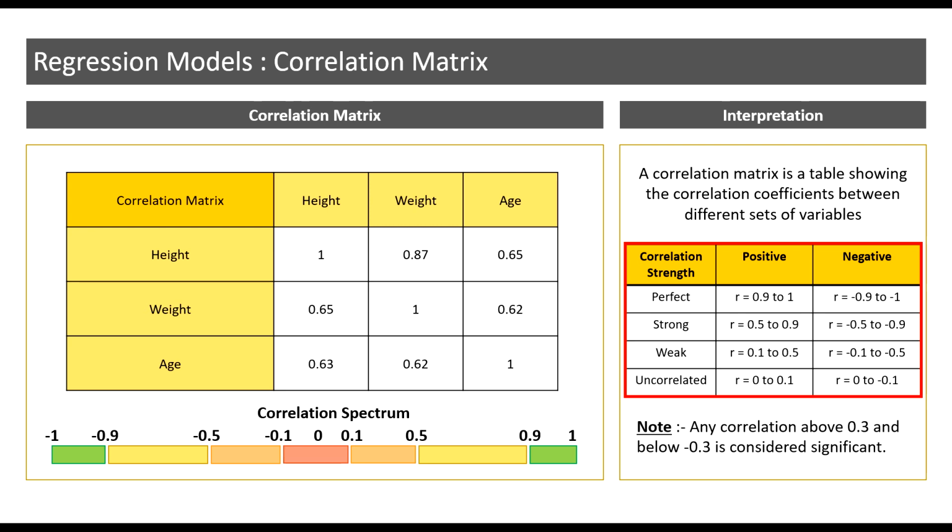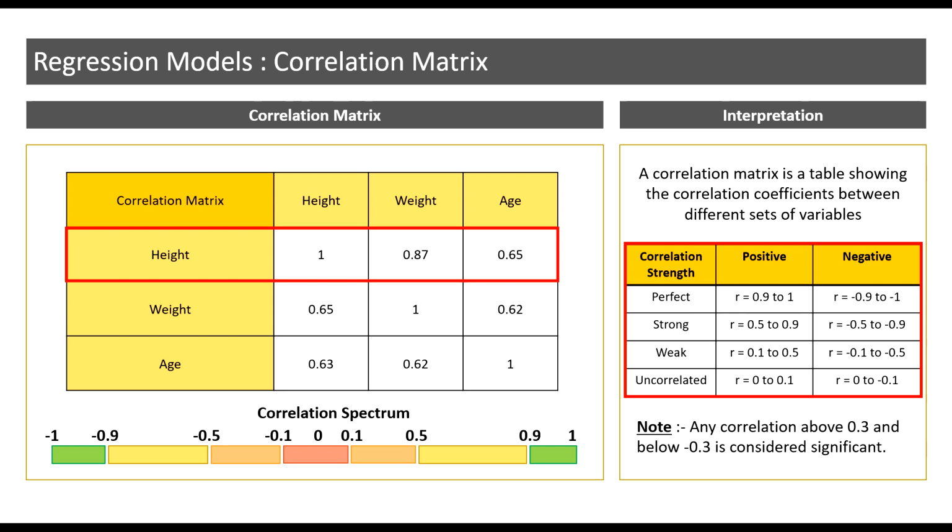Lastly, if the correlation coefficient is somewhere between 0 to 0.1 or 0 to -0.1, it literally suggests no correlation. That is the area in the red in the correlation spectrum. Now let us go to the correlation matrix. Let us say we select height.